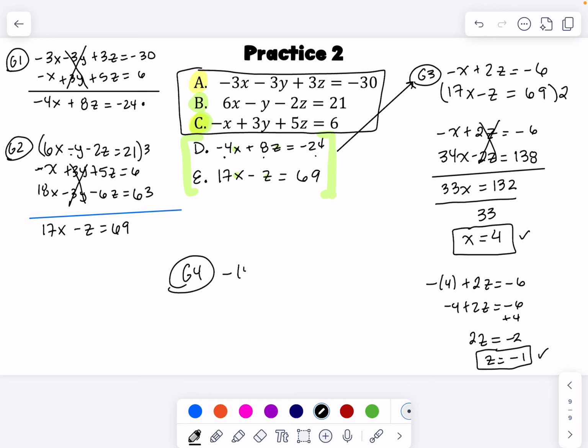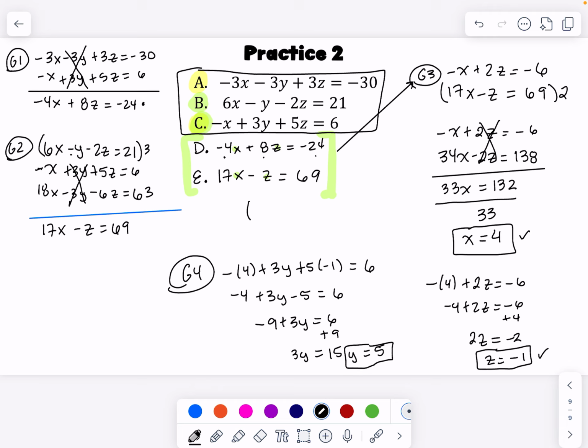Do negative 4 plus, I'm solving for y, so plus 3y plus 5 times negative 1 is equal to 6. So I plugged in my value for x, I plugged in my value for z, and now all I have to do is solve that out. So negative 4 plus 3y minus 5 equals 6. That gives me negative 9 plus 3y equals 6. I'm going to add that 9 to the other side. 3y is equal to 15, meaning y is equal to 5.